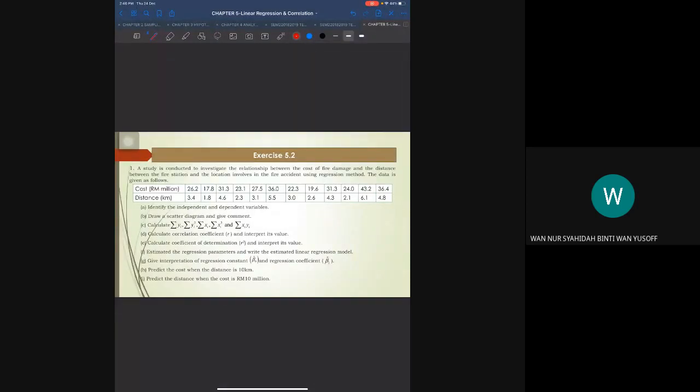When the distance increases, then logically we can think that the cost of fire damage should increase too. That's why we say cost of fire damage depends on the distance. So the independent variable is your distance and the dependent variable is the cost. Okay, so X, Y.